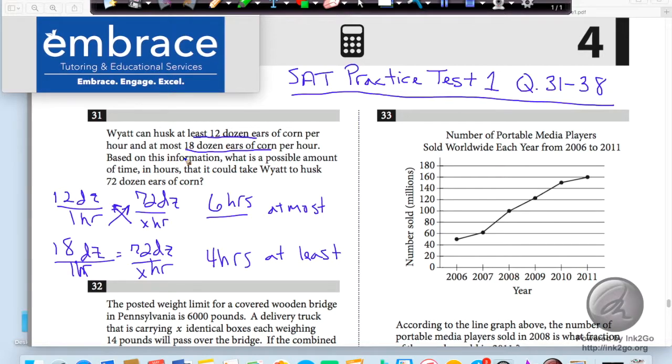Now the question asks, based on this information, what is a possible amount of time in hours that it can take Wyatt to husk 72 dozen ears of corn? So I see here that the answer has to be between 4 hours and 6 hours, so I'm going to go with 5 hours. I feel that is going to be my most straightforward answer. Okay, moving on.